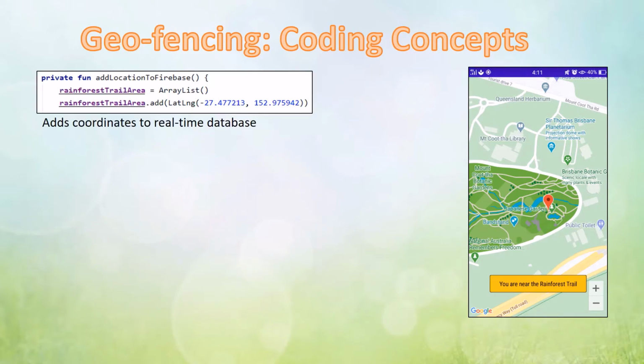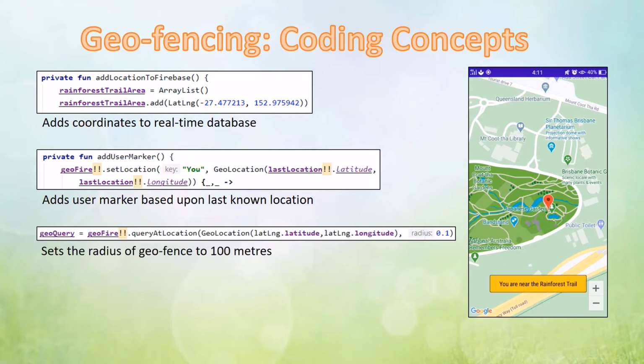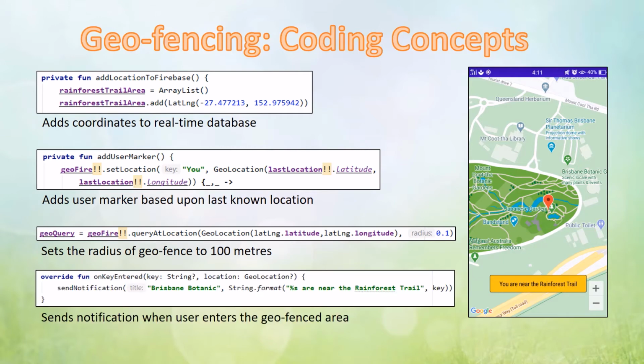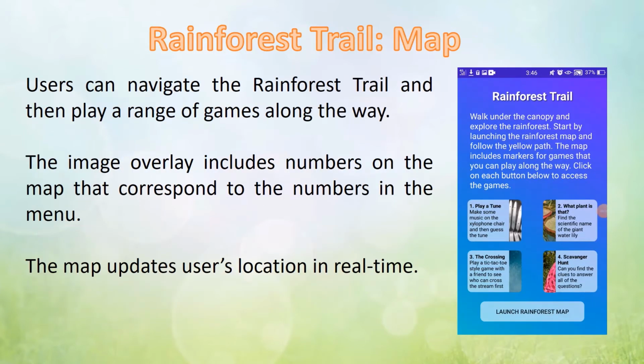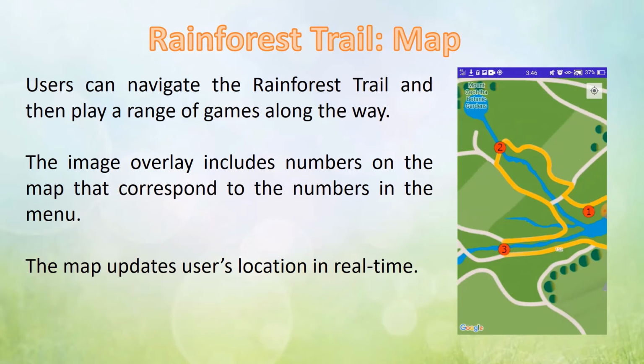The geofencing service was implemented using the add location to Firebase function. This adds the coordinates to the real-time database. The add user marker function adds the user marker based upon their last known location. The radius of the geofence was set to 100 meters, and the on-key entered function sends a notification when the user enters the geofenced area.